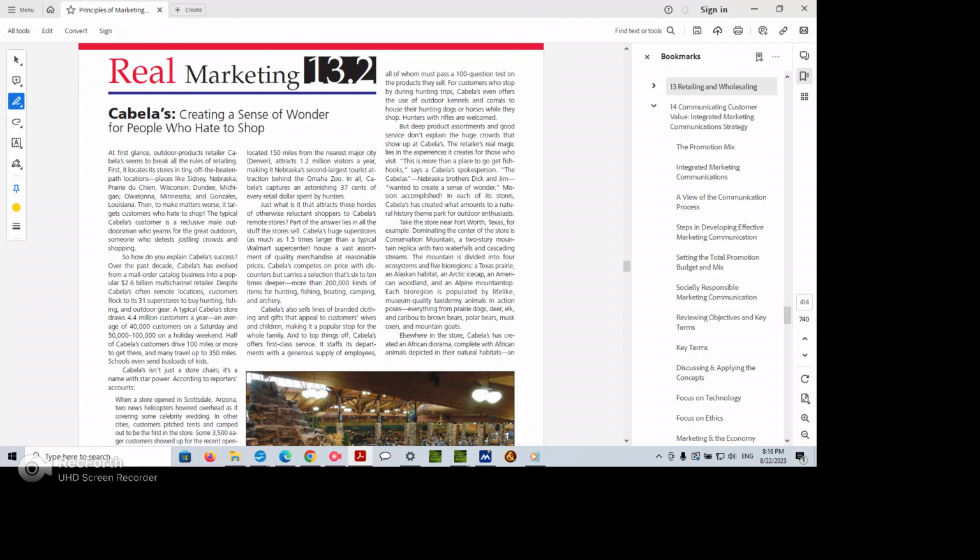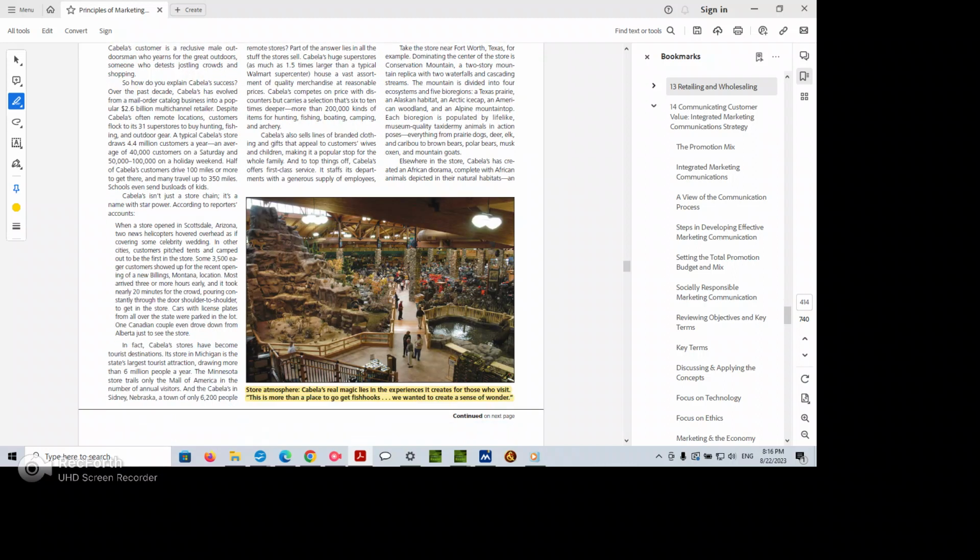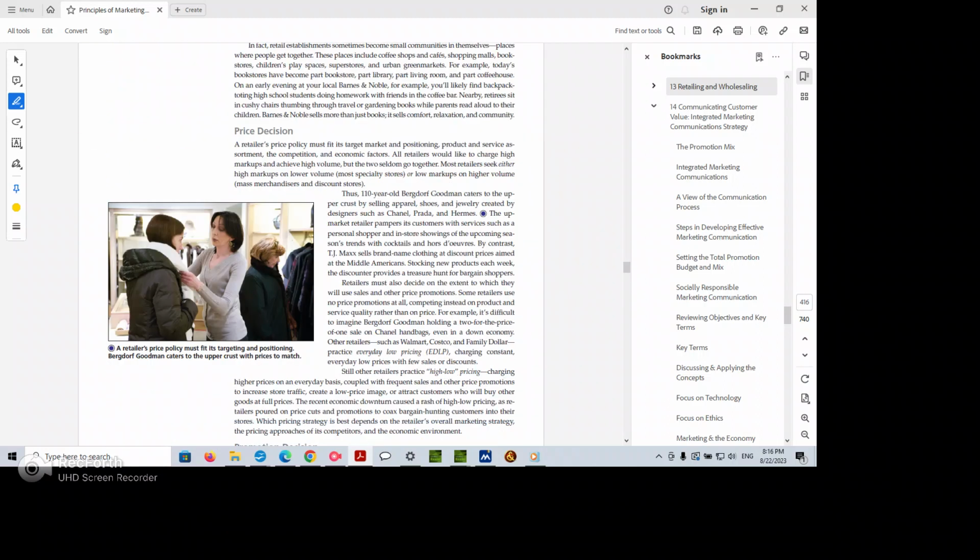Cabela's is kind of like LL Bean, your REI, your North Face, just general outdoor goods, premium quality.